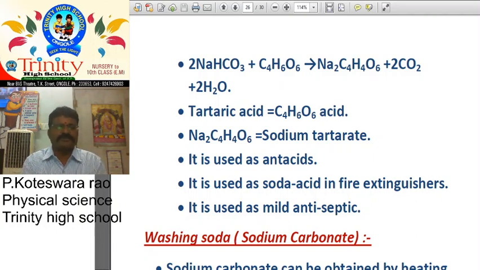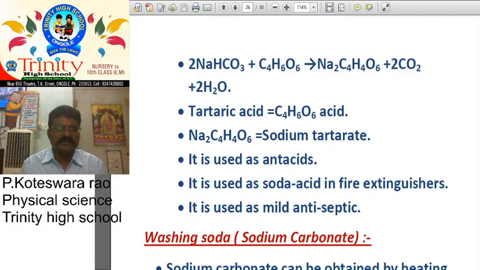It is also used to prepare crispy pakoda, and it is used as an antacid because in neutralization, acid plus base gives salt and water. In neutralization we want to use a base, so it is an antacid. Next, it is used as soda acid in fire extinguishers. And the last one, it is used as a mild antiseptic. If a honeybee or any ants bite, I already told you that place must be rubbed with baking soda.